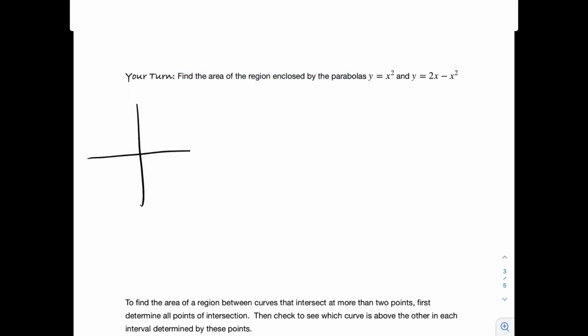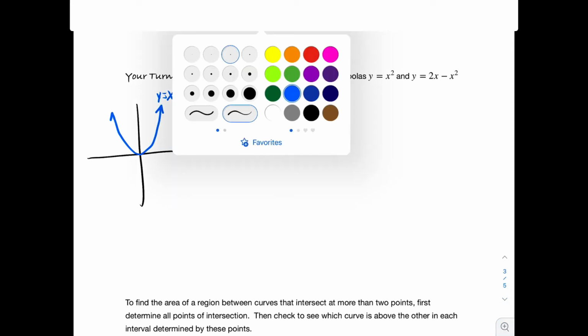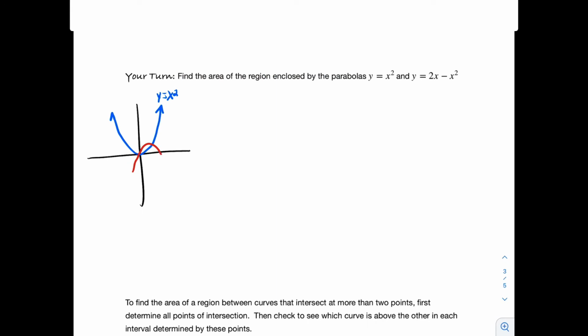Okay, always start by sketching the curves. And this is just a rough sketch, it doesn't have to be exact. So there's my parabola, y is equal to x squared. And this is the parabola, y is equal to 2x minus x squared. So the area I'm trying to find is this shaded region between these two curves. So this would be my representative rectangle.